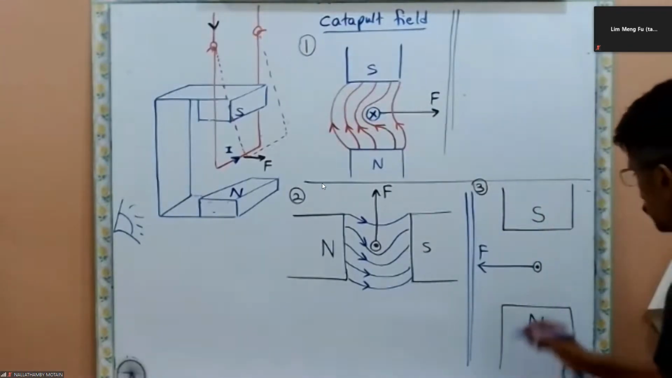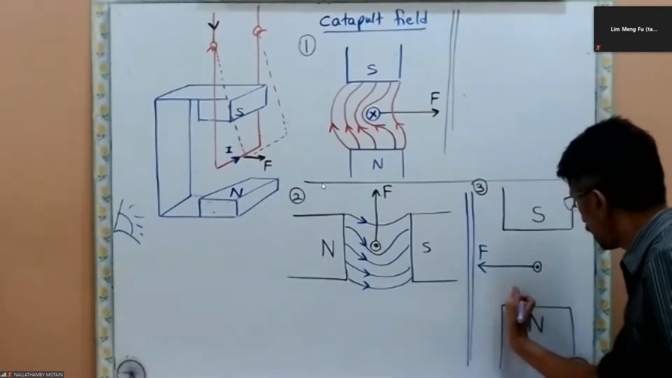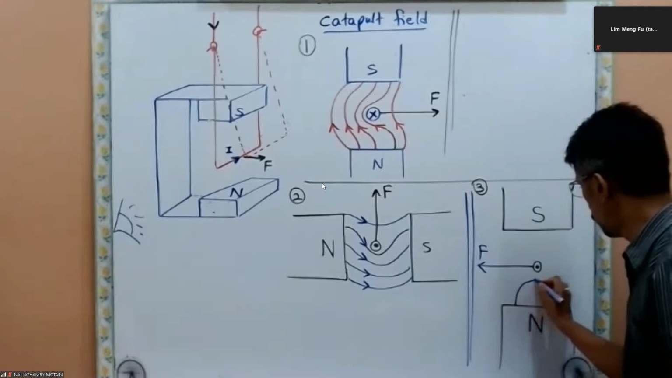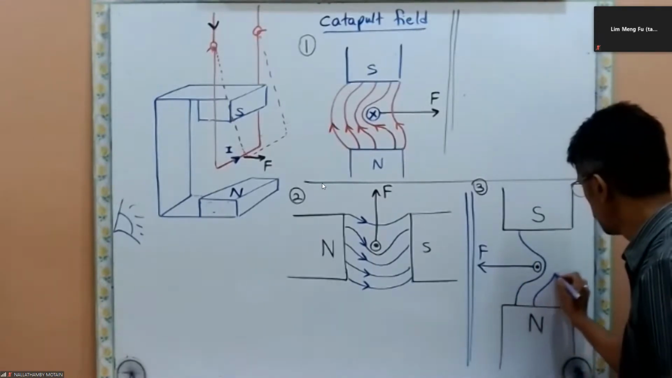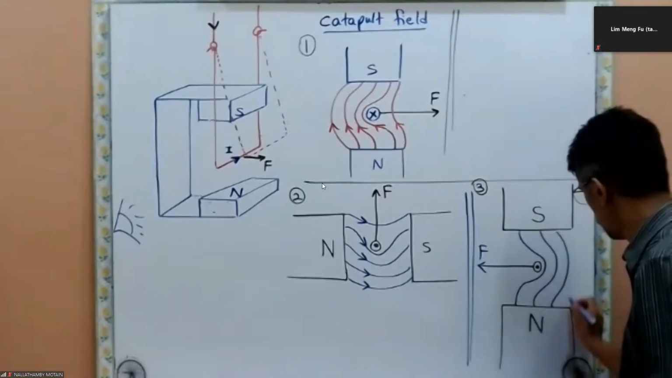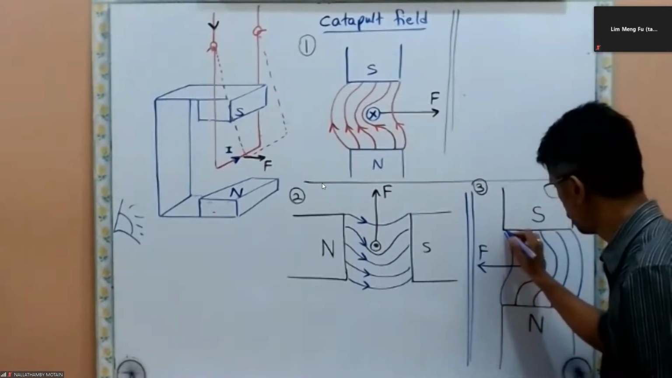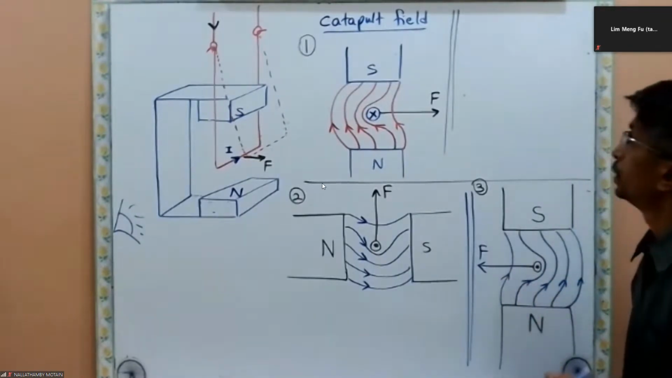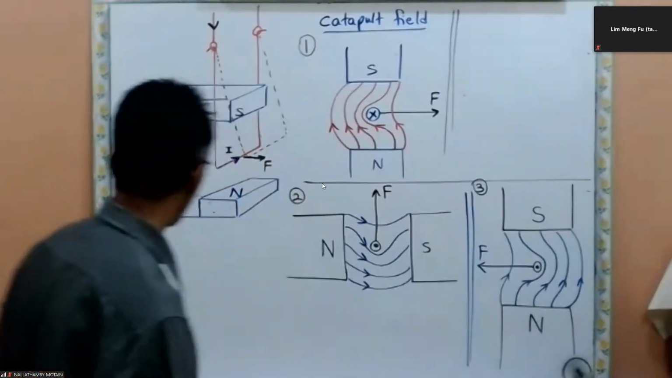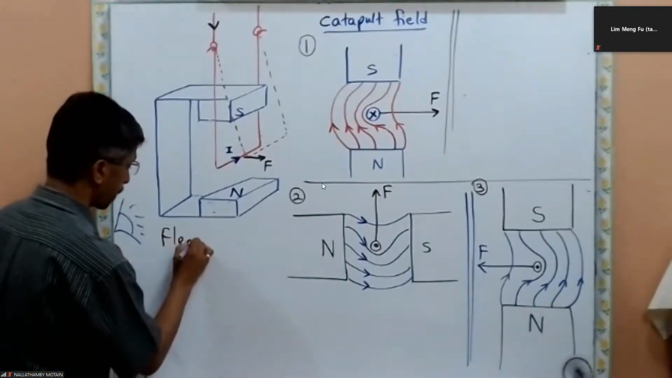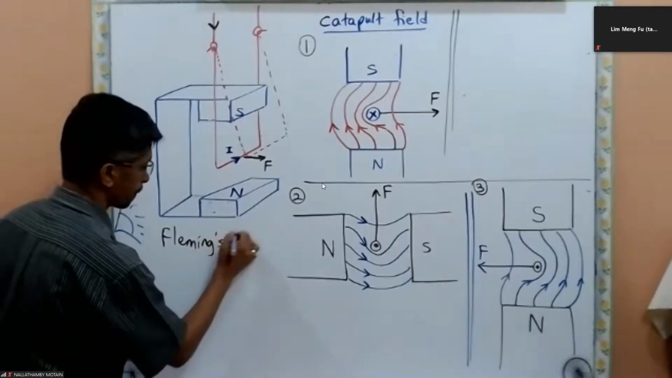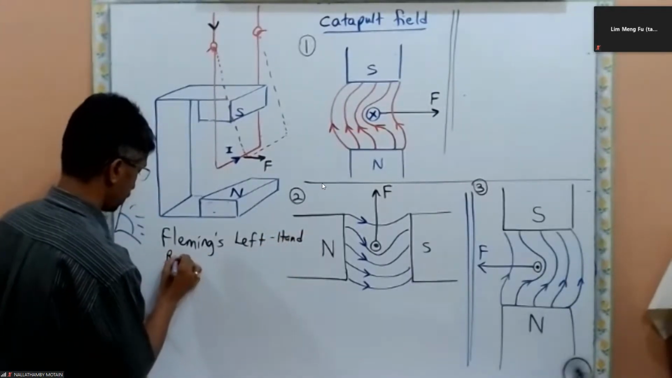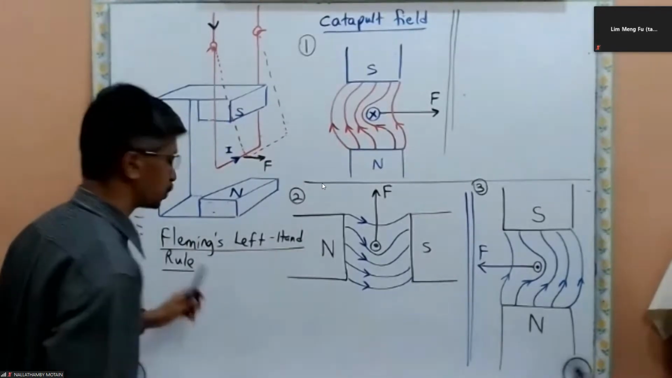And then how about the fields? We start from the north and let the magnetic field go to the right hand side, so it will be like this. And an arrow, don't miss the arrow. Here what rule are we using? We are using Fleming's left hand rule. Spelling must be correct.